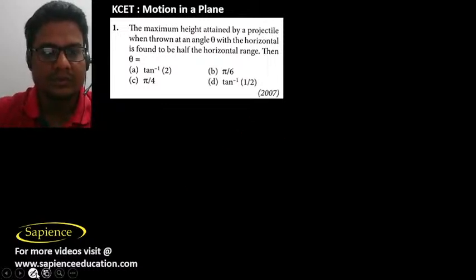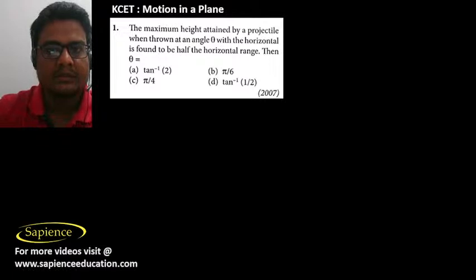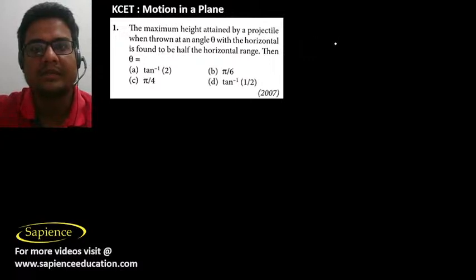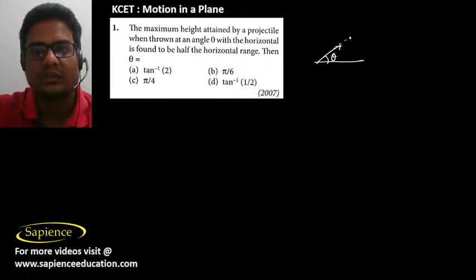Okay, so we shall start here with the first question. It says that a projectile is thrown at an angle theta with the horizontal, and the maximum height attained is found to be half the horizontal range, R by 2. Then theta is equal to how much?